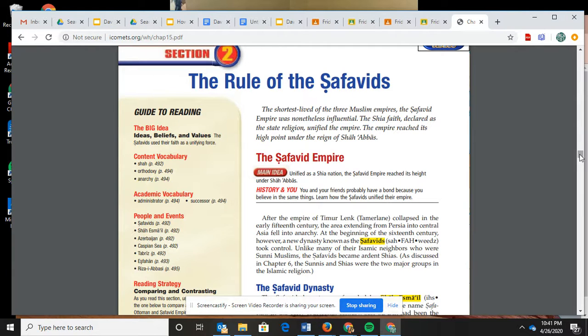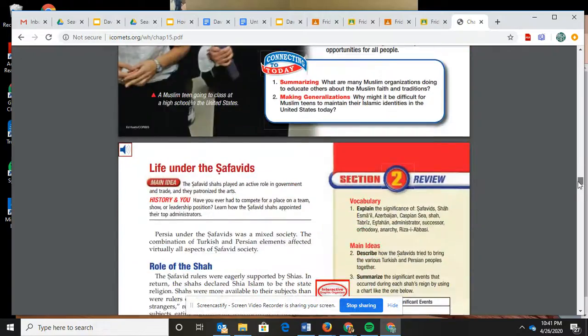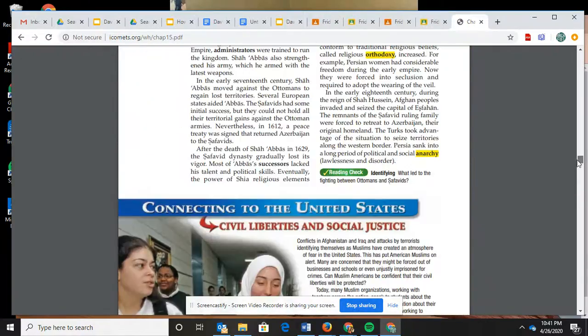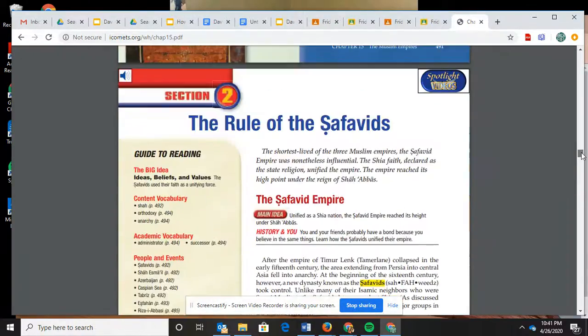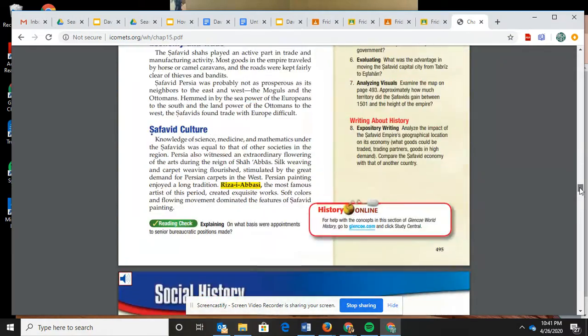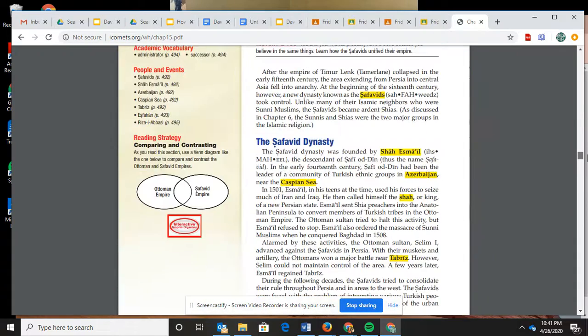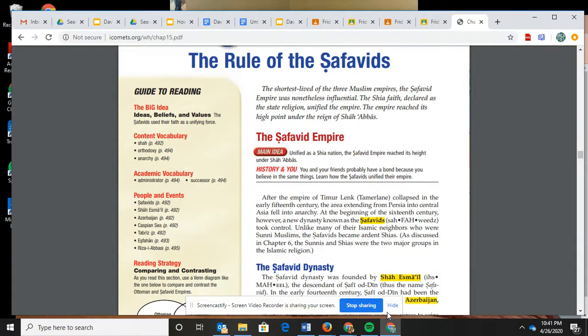We don't talk about the Safavids too often, but there was a source about the Safavids. So just a few pages here, about a 5-minute read from 492 to 495, I believe. Just take some time to read that about the Safavids.